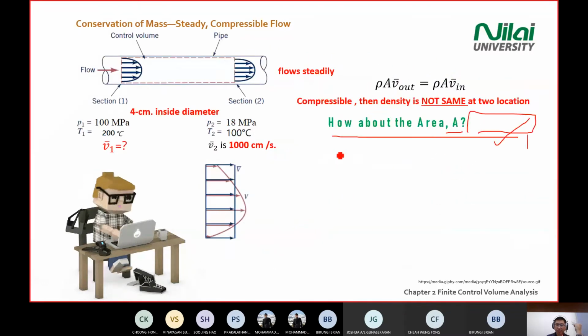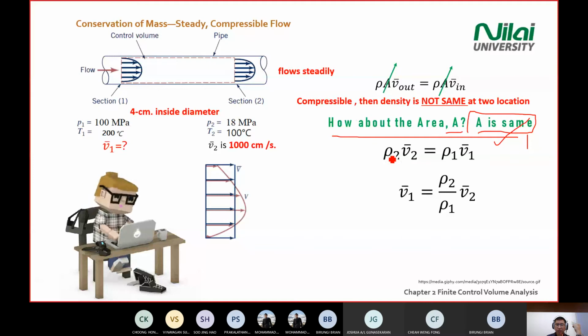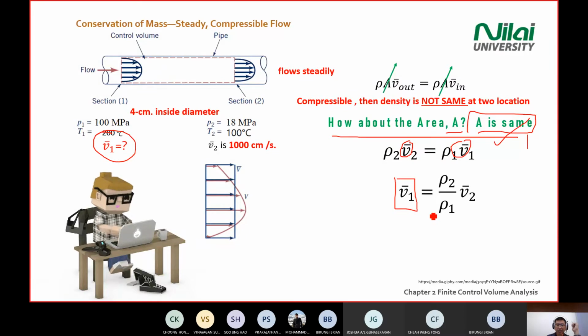All right. Now cancel out the A. We label, of course, section 1 and 2. Rho 2, V hat 2. Again, this one is the average velocity. Rho 2 on one side, section 2, and section 1 on the other side. And then you move it. You want to find the velocity here, V1, so you move your equation in the term that you want to find. So V average, V1, equals rho 2 divided by rho 1 times V2. This one is from mathematics.